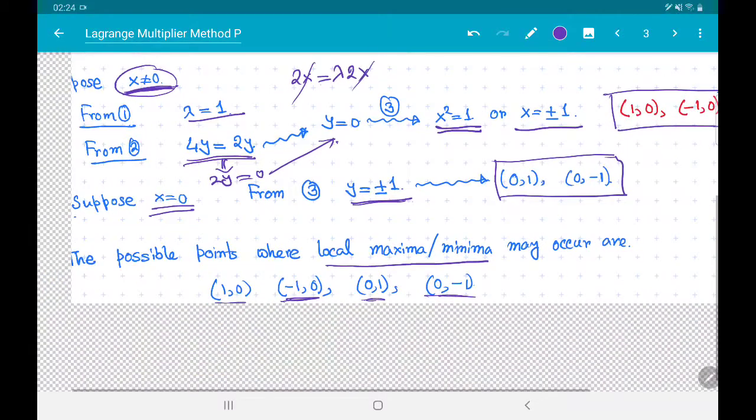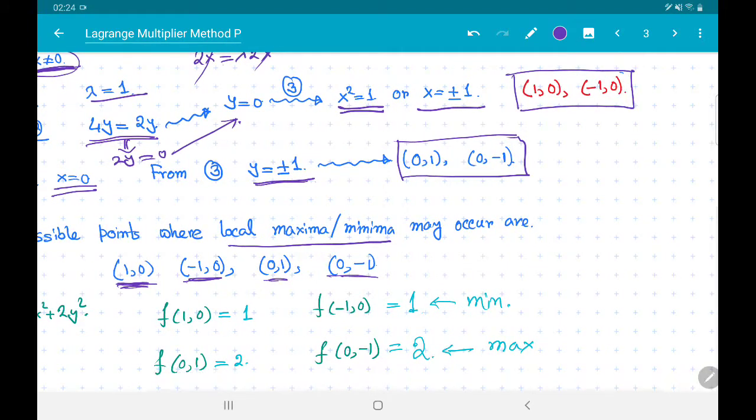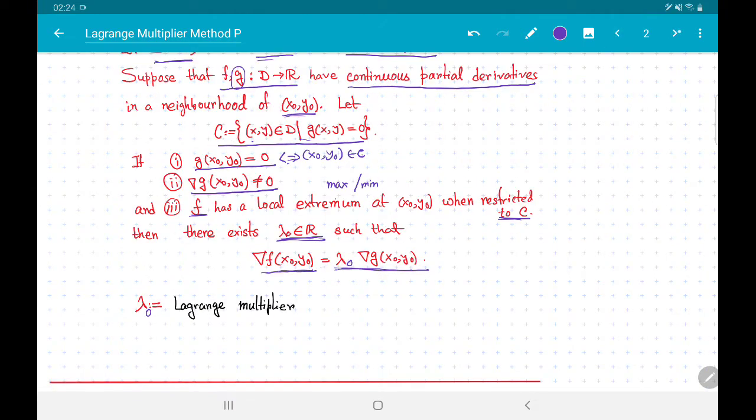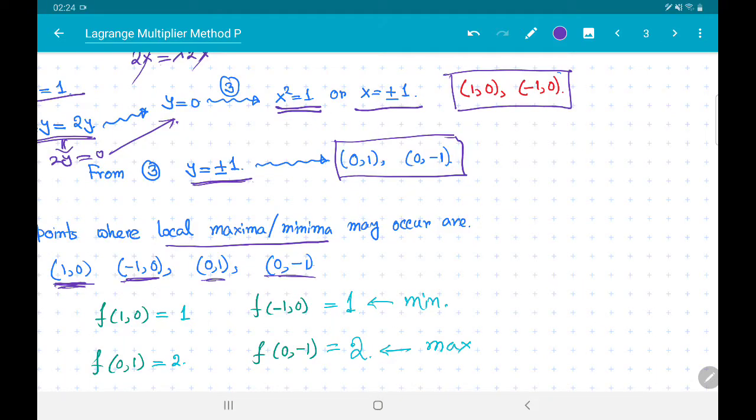First of all, these are the points, and we also have to check whether these points and the functions f and g satisfy all the conditions that were given in the Lagrange multiplier theorem. So I should have g of x0, y0 equal to 0. Suppose I take one of the points, x0, y0 equal to 1, 0. G of x0, y0 is 1 square plus 0 square minus 1, which is going to be 0.